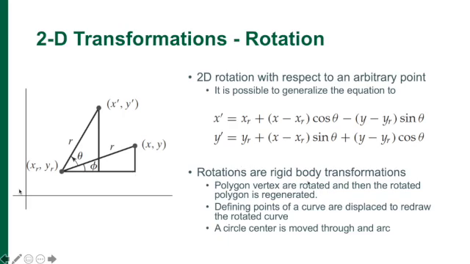Rotations are rigid body transformations. Again, if we are going to rotate a polygon, every vertex is going to be rotated, and then the polygon is regenerated. In the case of a curve, we're going to rotate the defining points and redraw the curve. And in the case of a circle, the center is moved through an arc, and then we are going to redraw the circle.